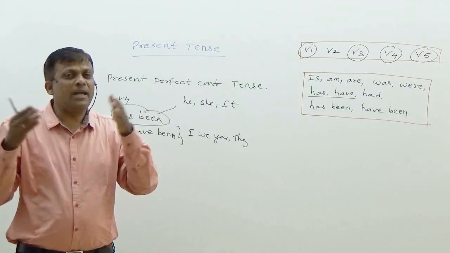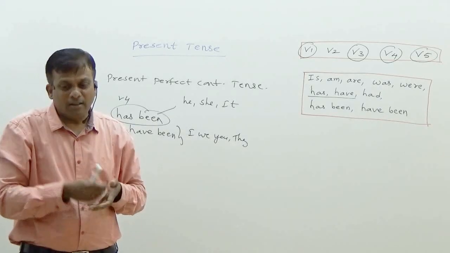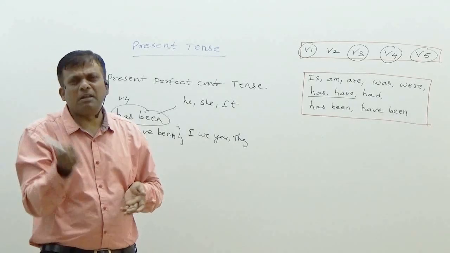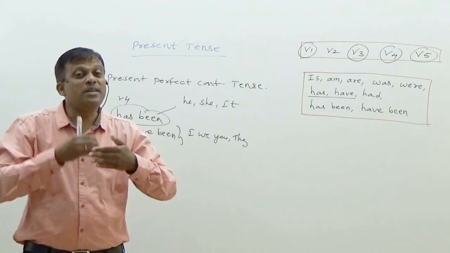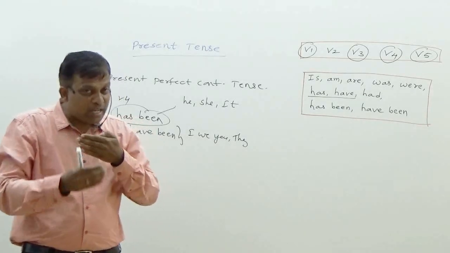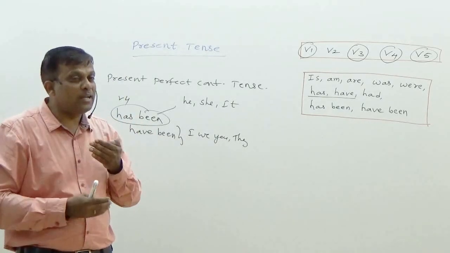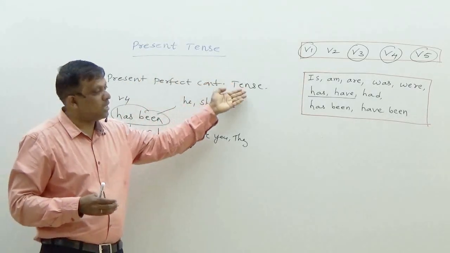Understand? It has been raining since morning. So in the morning it started raining. Now it is evening and still it is continuously, heavily, incessantly raining. So it has been raining continuously. It has rained and some part of the action is over and still being continued. That's what present perfect continuous tense is.